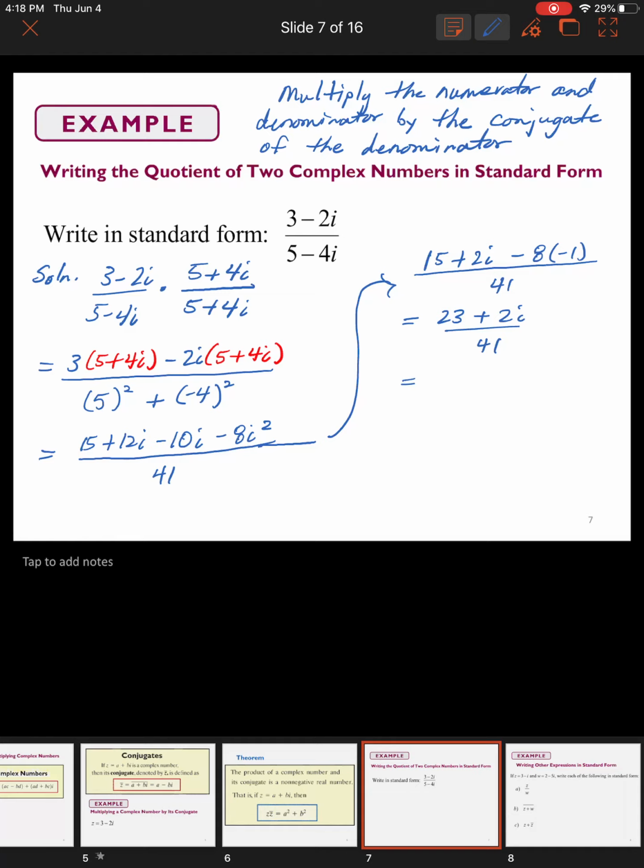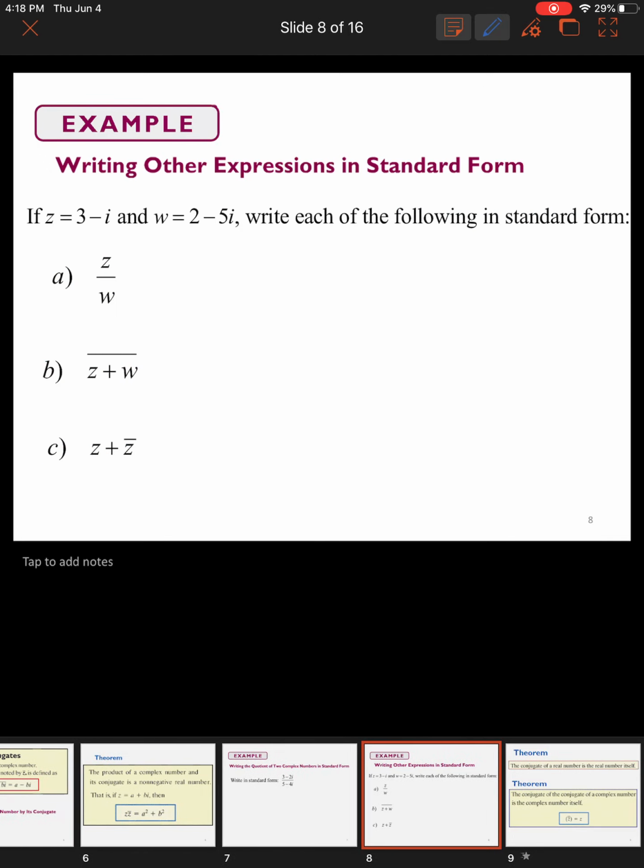Though this answer is correct, it's not in standard form because your components are not readily distinguishable. So you separate your answer: 23 over 41 for the real part plus 2i over 41 for the imaginary part. You want to always be able to identify the real part and the imaginary part.